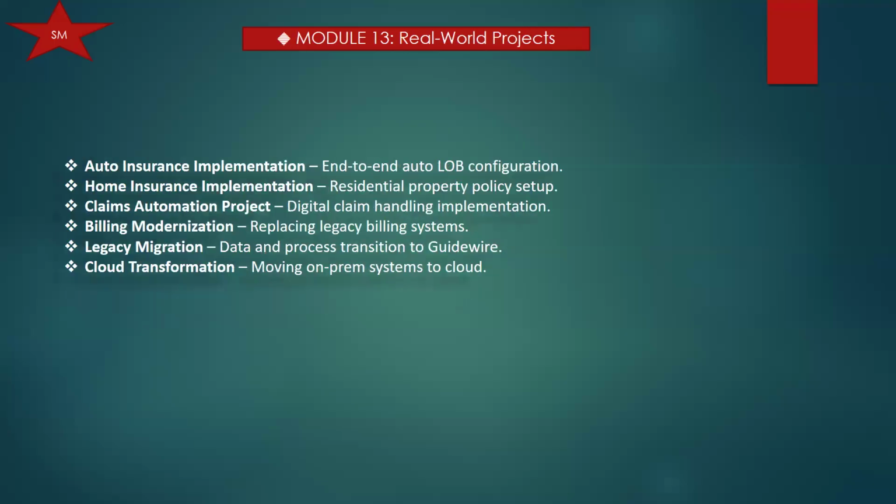Now I believe one more module is there, the real world projects. So what are the real world projects these days? Let me explain. The auto insurance implementation, with end-to-end auto LOB configurations. These are the real world projects. And the home insurance implementation, the claim automation project, which is digital claim handling implementation, billing modernization, legacy migration, and cloud transformation. These are the real world projects used in Guidewire.